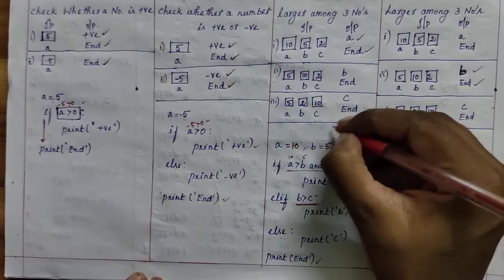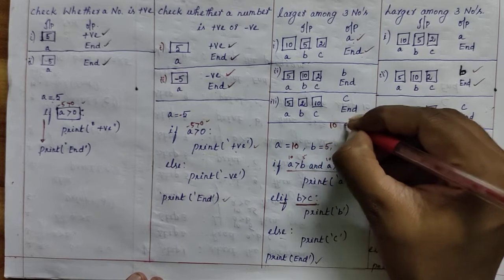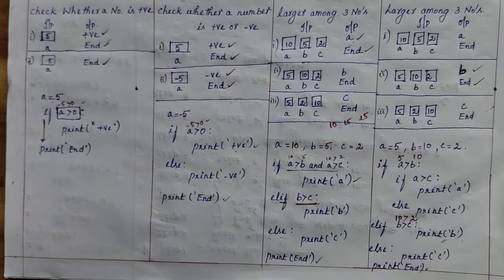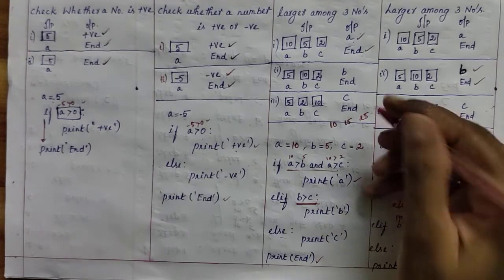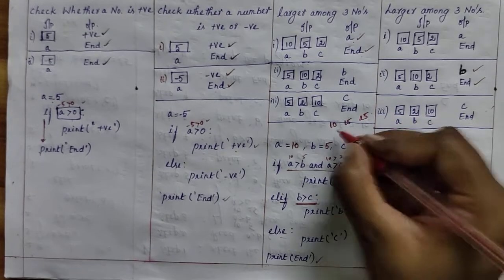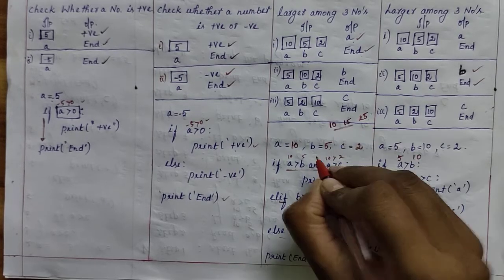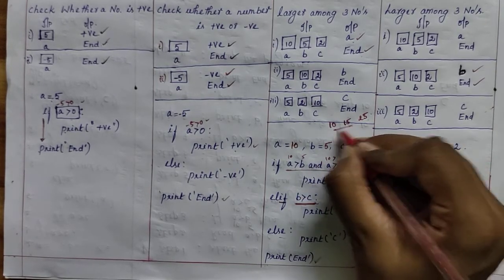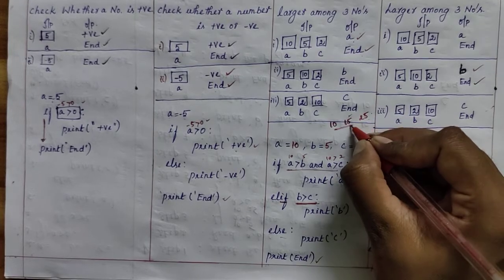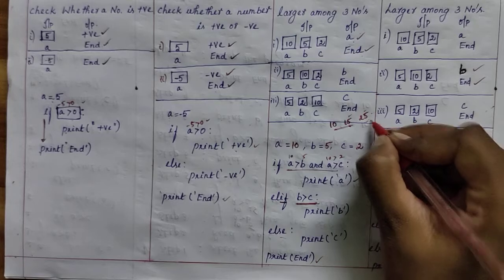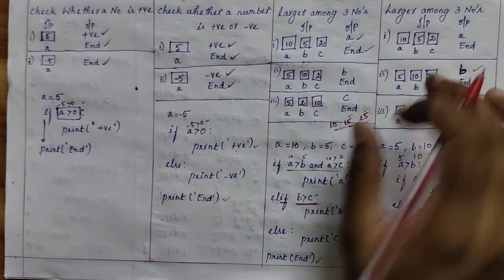I'm just going to give the numbers like this: 10, 15, and 25. What is the largest number here? 25. How can you say? First you compare these two, 10 and 15. Here 15 is greater, and then you compare 15 with 25. From this, 25 is greater. Okay, so this is the logic.